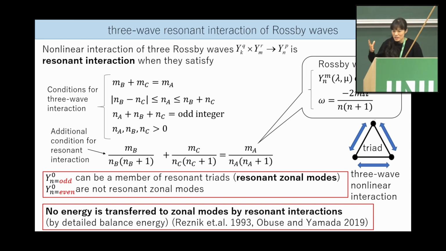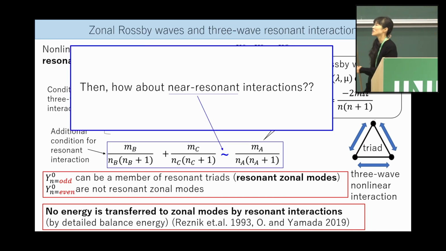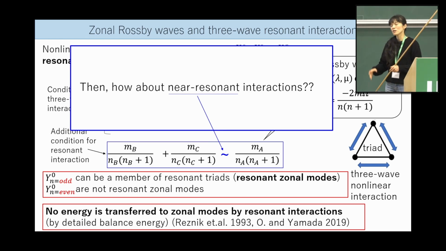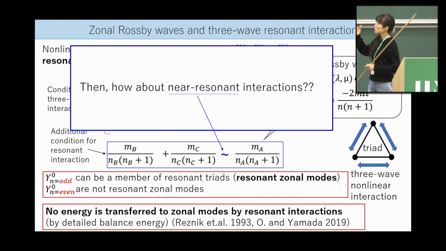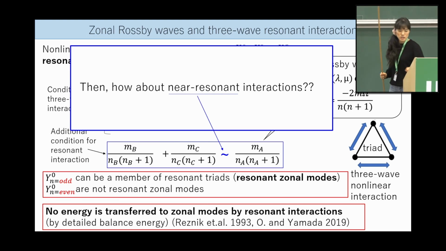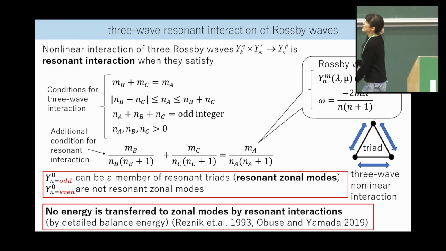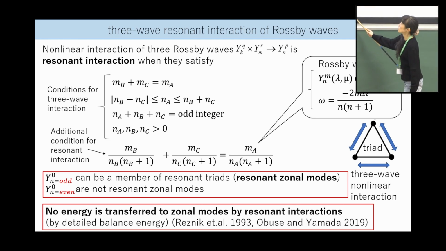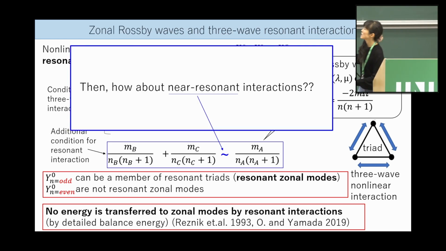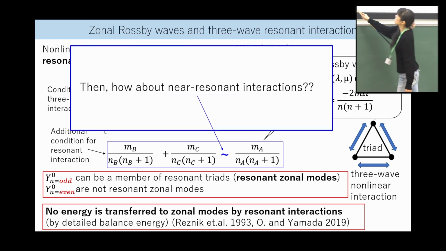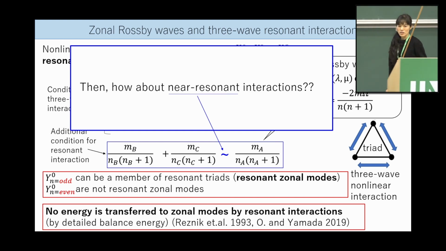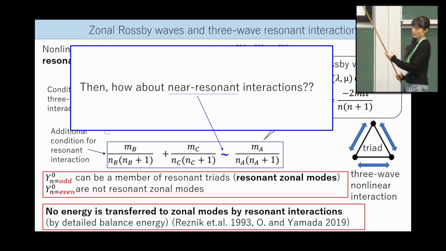So the next thing that we may think of is, then how about near resonant interactions, which may have very similar or close properties to resonant interactions. So near resonant interaction cannot satisfy this condition, but instead we have this here. So this value is quite similar to this frequency. So we would like to check this point.